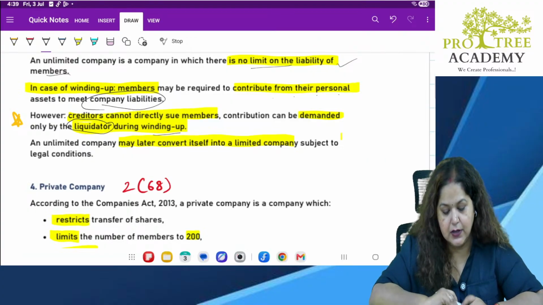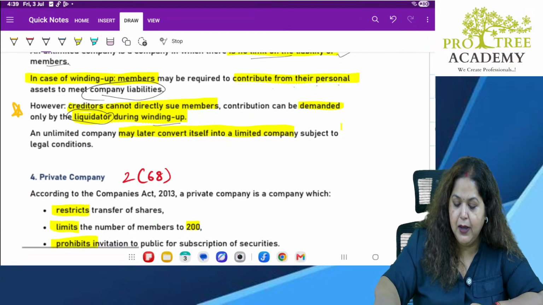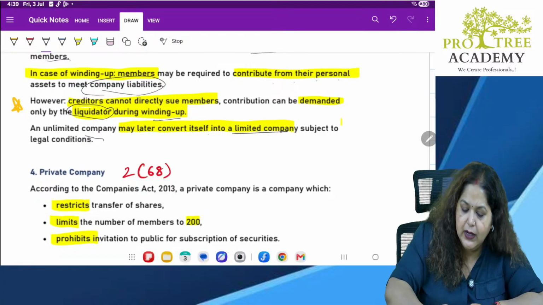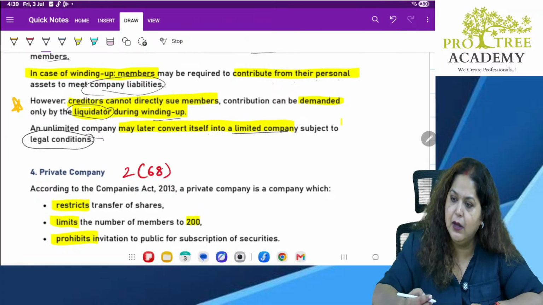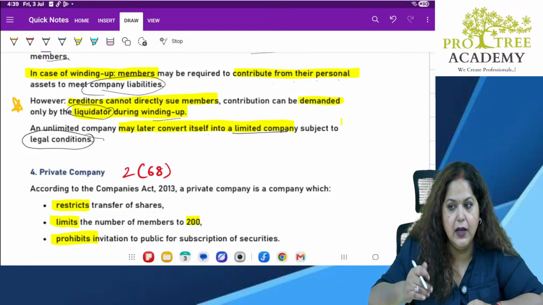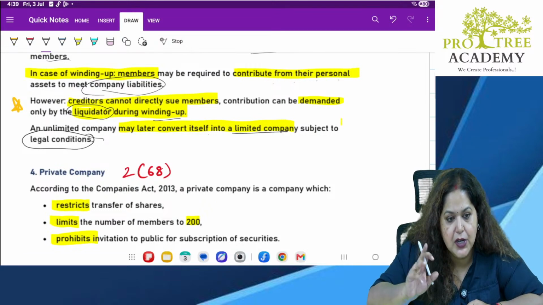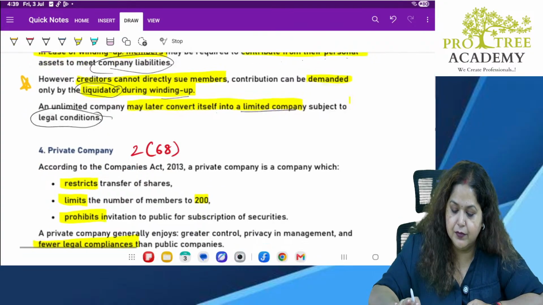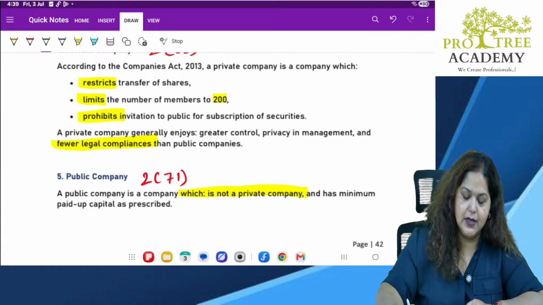Clear? So an unlimited company may later convert itself into a limited company subject to legal conditions. So an unlimited company can convert into a limited company. Clear? Limited by shares, limited by guarantee, and unlimited liability. Next is what?